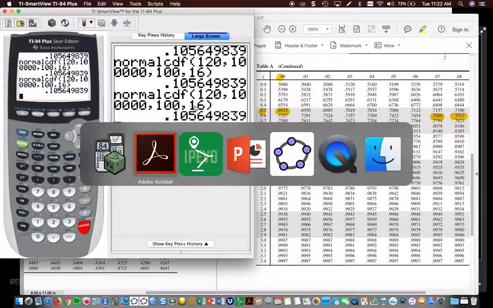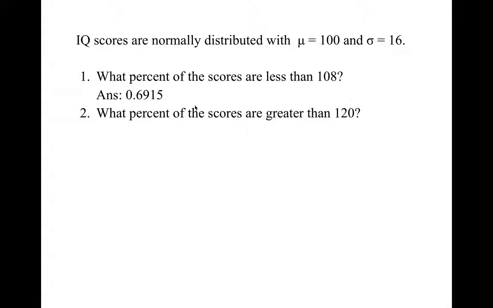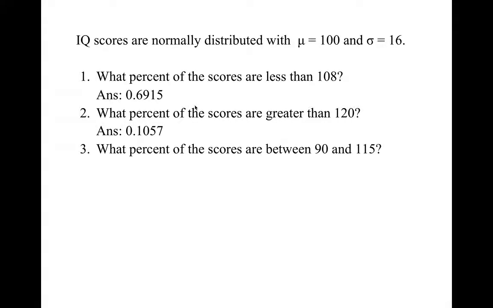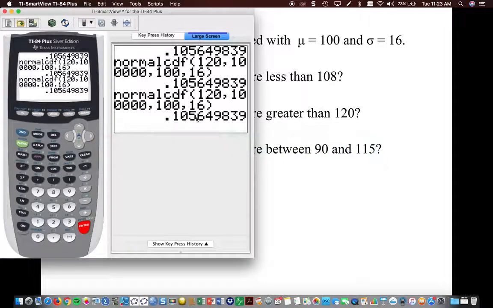Okay, so let's go back to the PowerPoint then. We said that this answer is about 10.57. Okay, so if I want to know what percent of the scores are between 90 and 115, all right, so I think that I probably convinced most of you to use the calculator most often, so let's go back to the calculator.